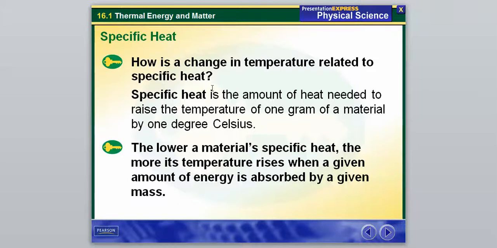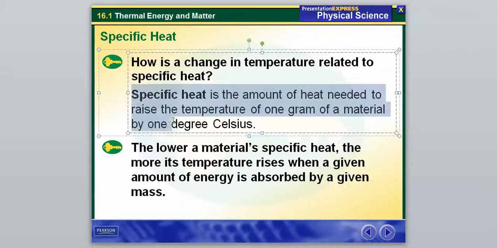For the definition of specific heat, I would definitely write this down. It is the amount of heat needed to raise the temperature of 1 gram of material by 1 degree Celsius. Here they give an explanation of what that means: the lower a material's specific heat, the more its temperature rises when a given amount of energy is absorbed by a given mass. So specific heat basically determines how susceptible you are to temperature change.